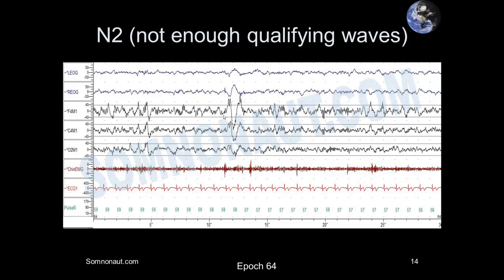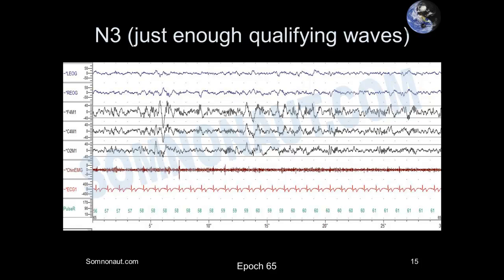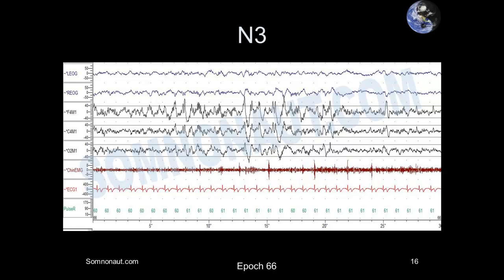Here N2 is not enough again, not enough qualifying waves. I'm sure some of you will write back and say, oh, but I disagree with this and that, and over here I don't think you'd find enough to actually push this over the 6-second mark. And here's just enough qualifying waves. So between the two of them, we have just enough on each side of the threshold. Clearly N3.